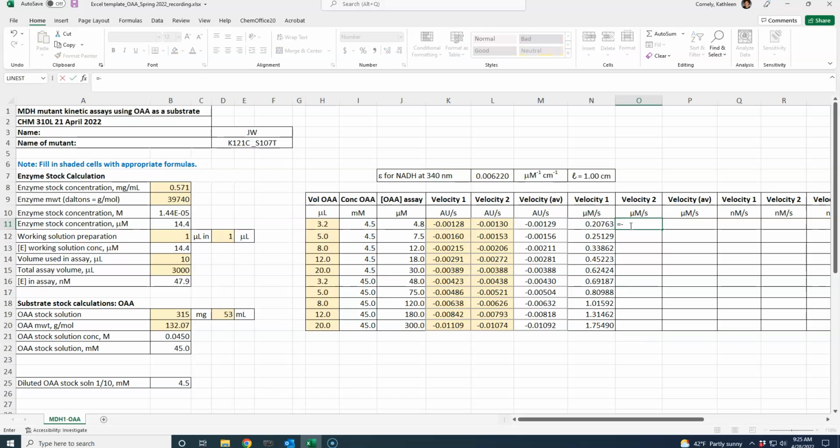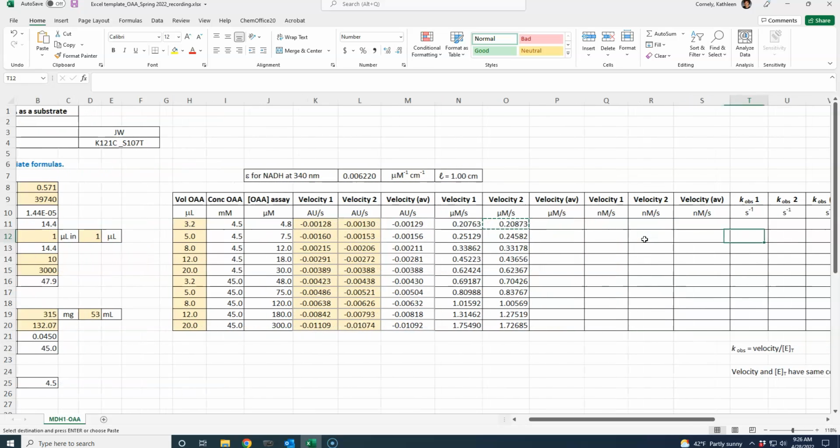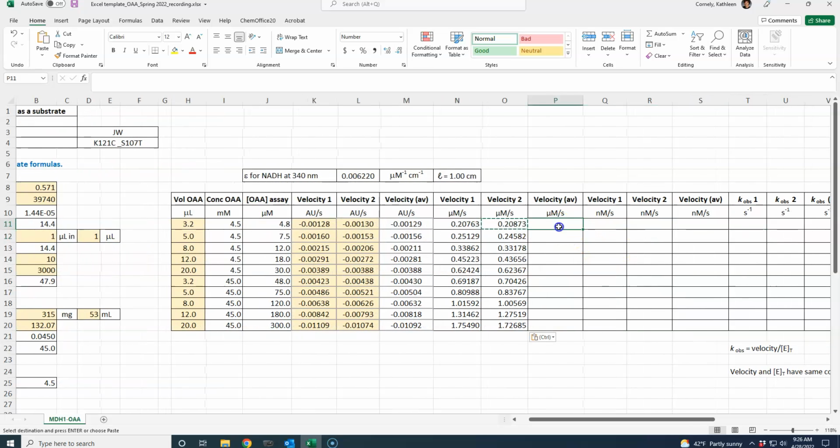Let's do the same thing for the second trial. So that's going to be that absorbance divided by the extinction coefficient, and I'm going to copy, but again, I'm going to need to change this to an absolute reference. Okay, so the next thing I want to do is calculate an average. So again, use a built-in Excel function, and that's my average. Let's copy here.